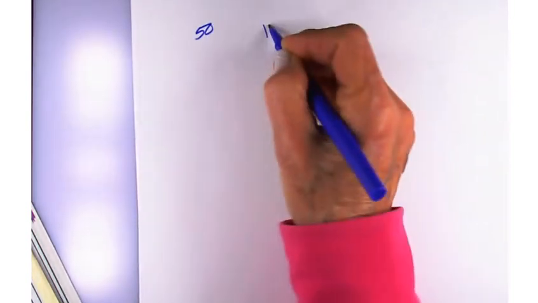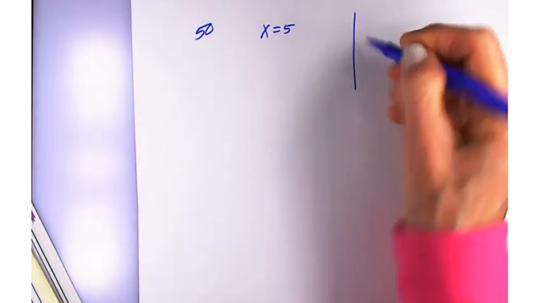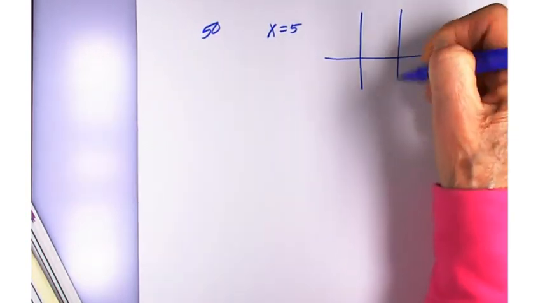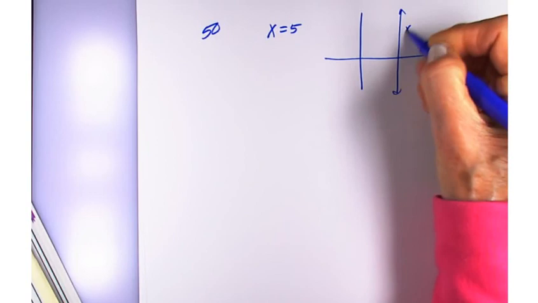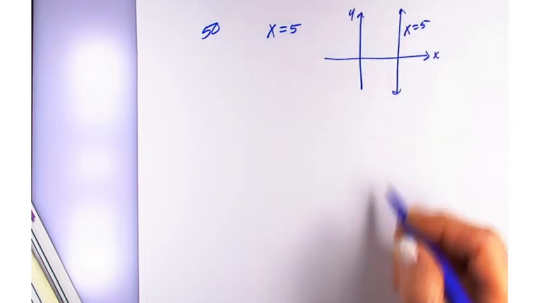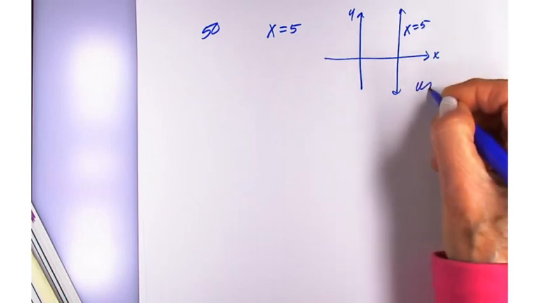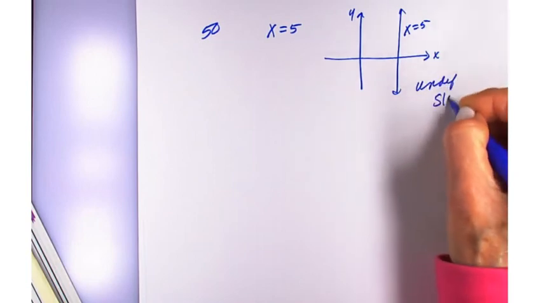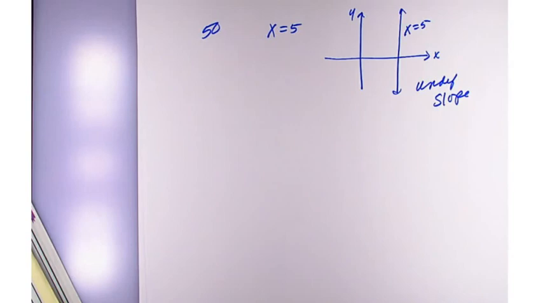Okay, number 50, we have x equal to 5. By this time, you should know that x equals 5 looks like this line. We have a vertical line. We have an undefined slope. Vertical lines have a slope that is undefined. This is a big, big section.